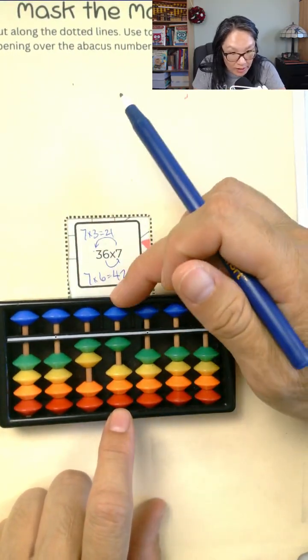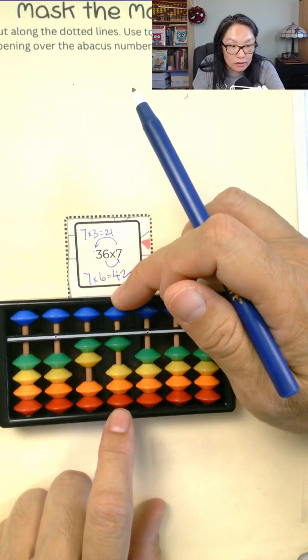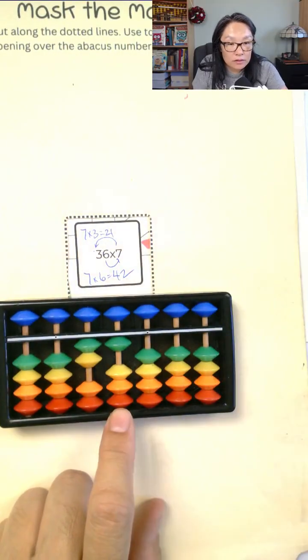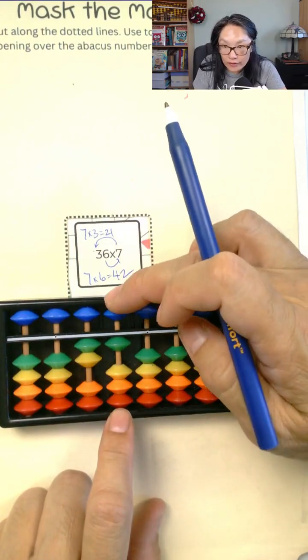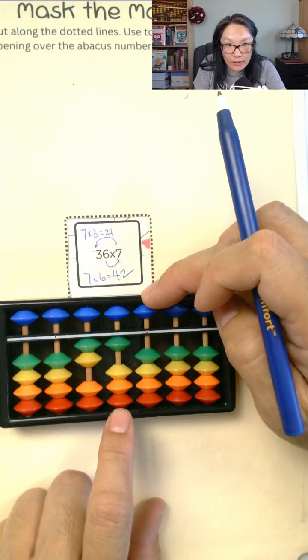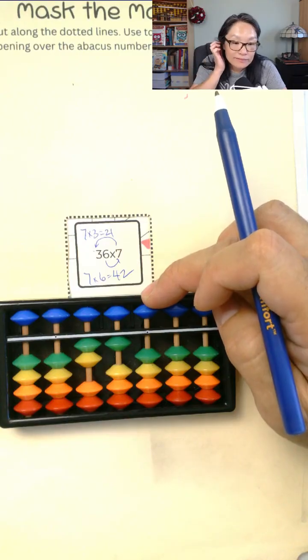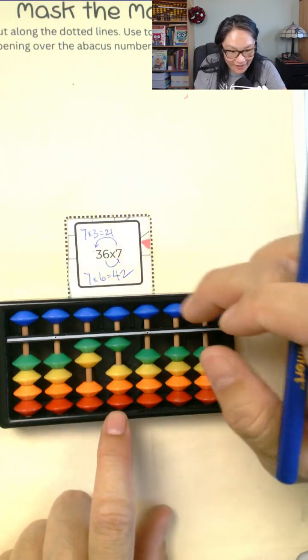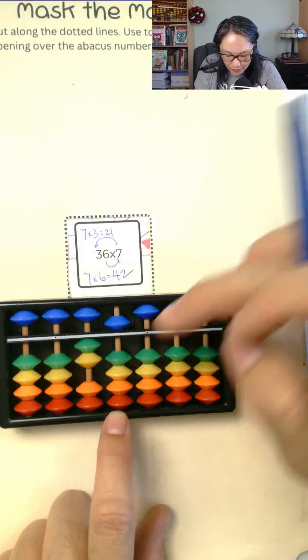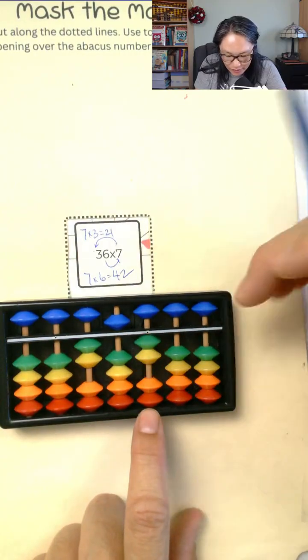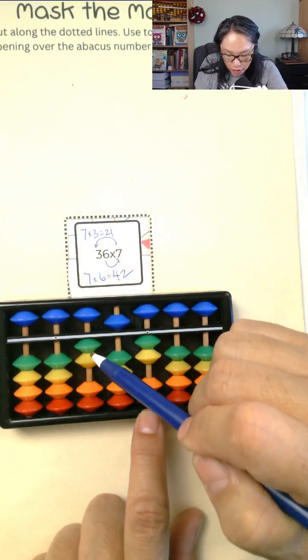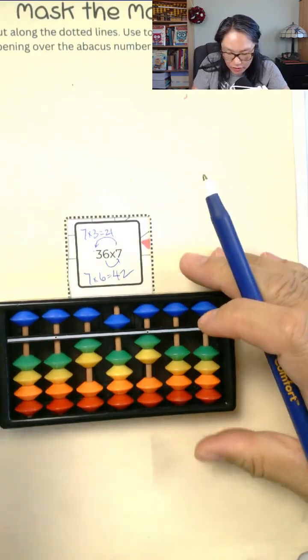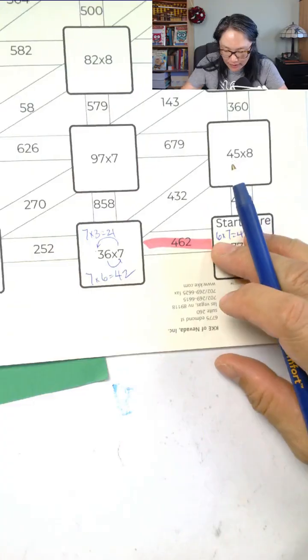Do you remember how to do this? How do you add the 4 here? How do we add the 4? We add the 4 and then the 2. Add the 5, take away the 1, and then we need to add the 2. So my final answer is what? 252. Well done, everybody.